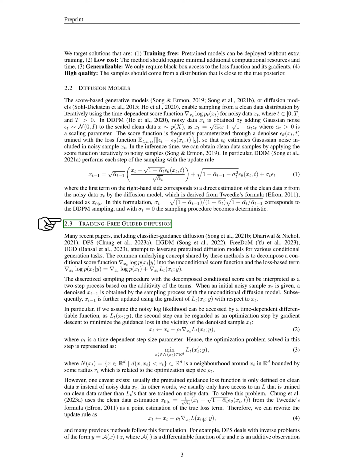Section. Training free guided diffusion. Let's delve into the concept of training free guided diffusion. This approach has been explored in several recent studies, including classifier guidance diffusion, DPS, PIGDM, Freedom, and UGD. These methods all share a common principle. They break down a conditional score function into an unconditional score function and a loss-based term.